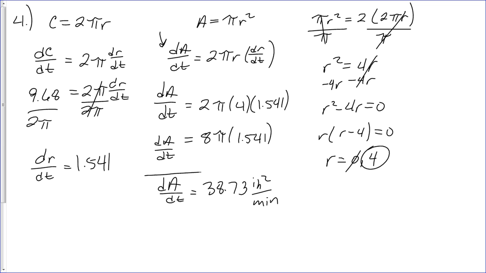Again, the decimal will vary depending on how much you rounded up in all of these steps. So it says, what is the rate at which the area of the circle of blood is changing when the area is exactly 2 times the circumference of the circle? It's changing at a rate of 38.73 inches squared per minute. How do I know which units? Well, area, your units are squared. So in this case, inches squared per minute is your units.